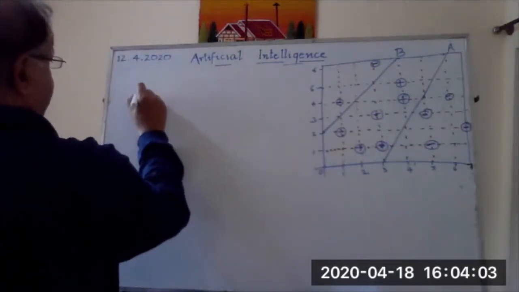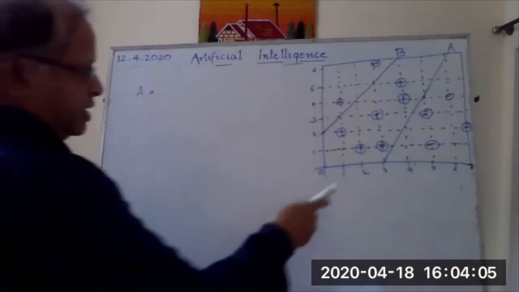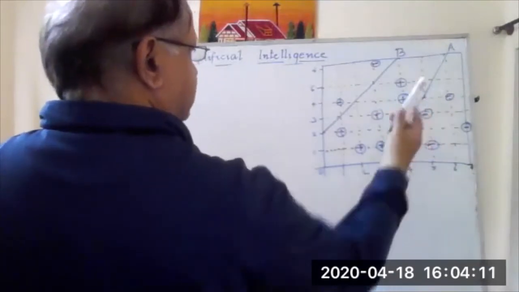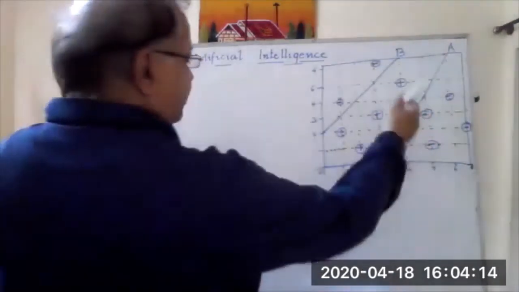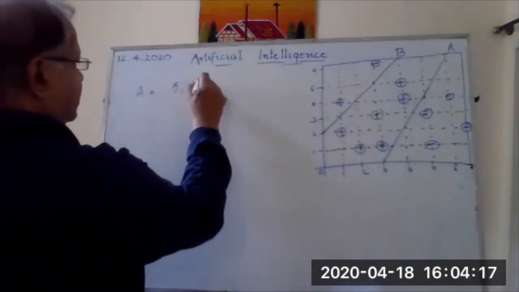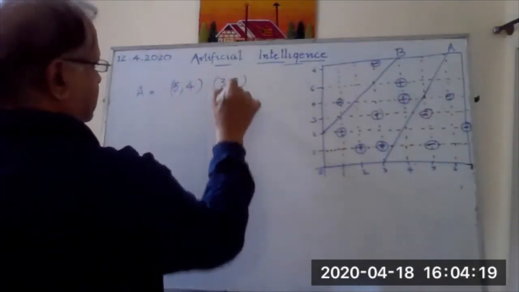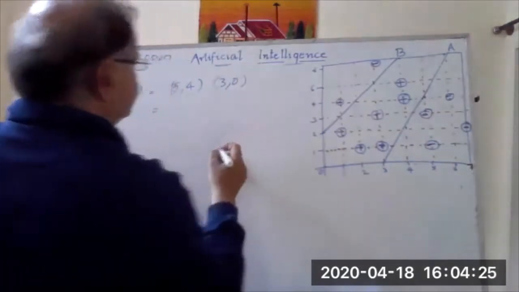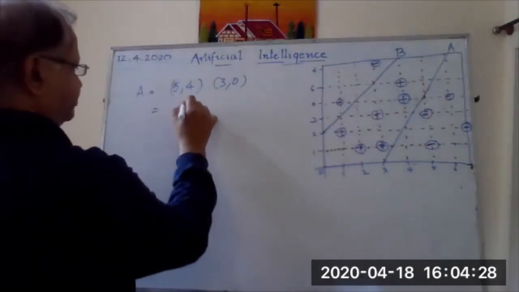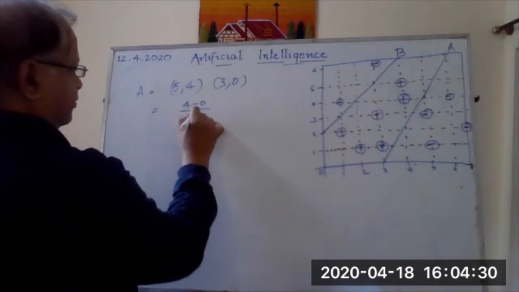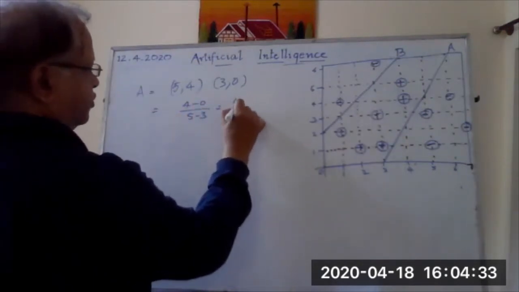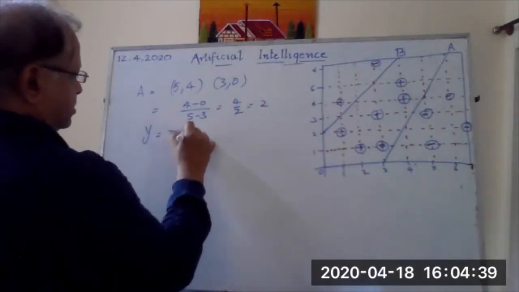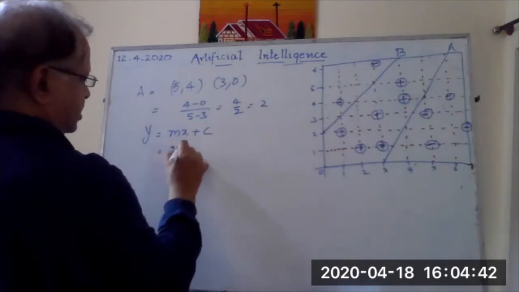Equation of A: see, it passes through 3, and there is one line which is 5 and 4. So there is one coordinate which is (5, 4) and one other coordinate is (3, 0), right? Based on this, the slope would be (4 minus 0) by (5 minus 3), which is 4 by 2, which is 2. So y is equal to mx plus c, which is 2x plus c.